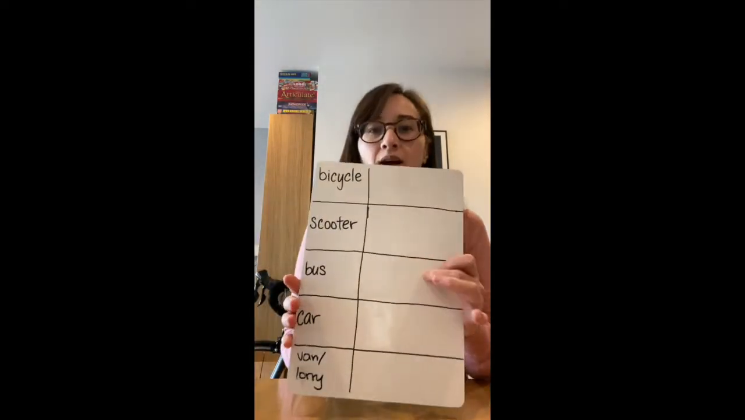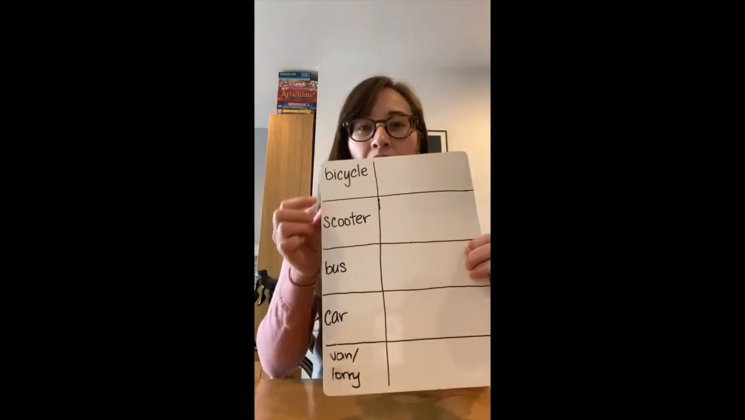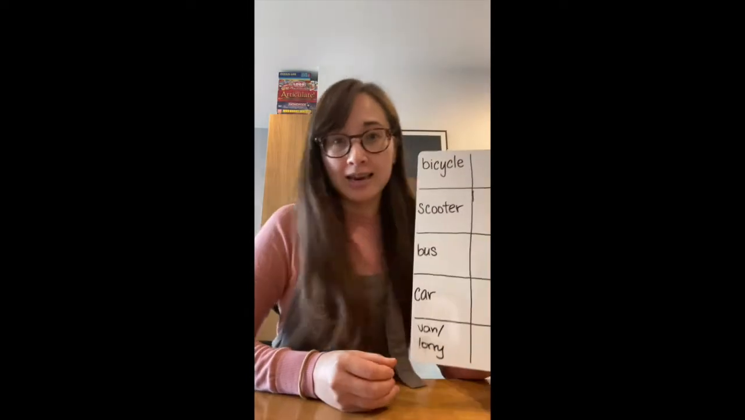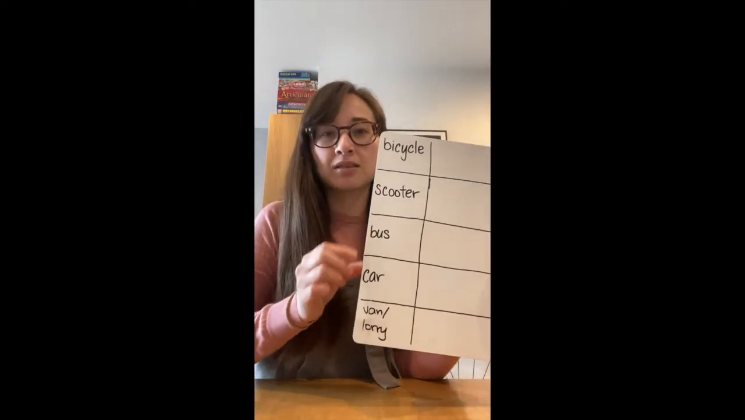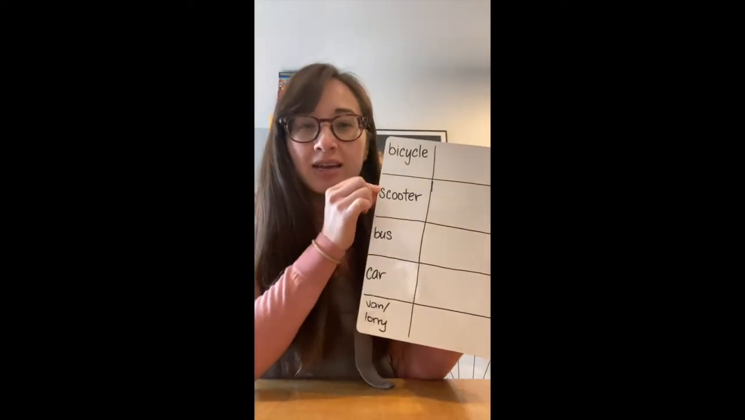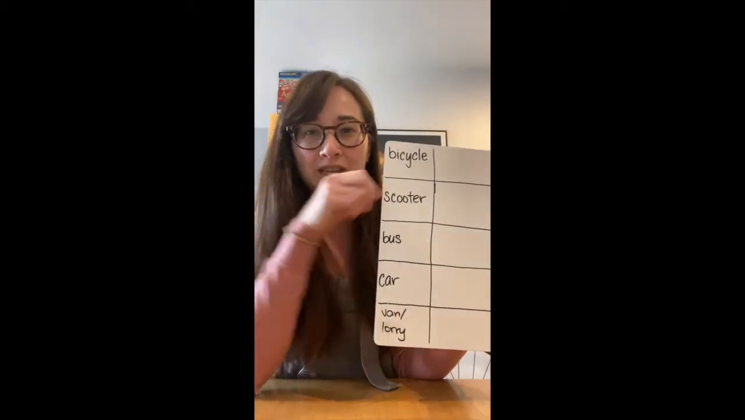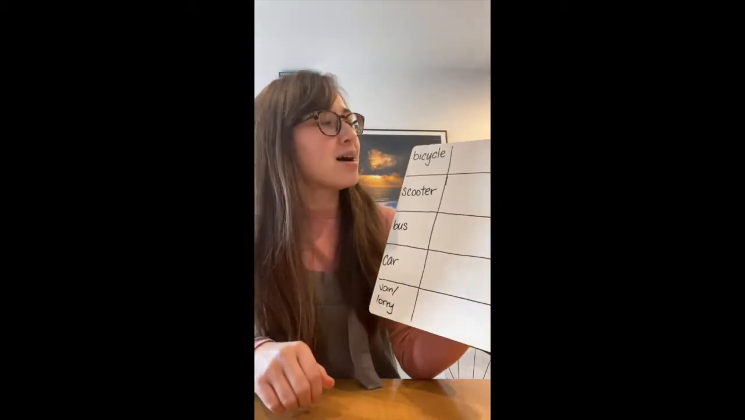So I've created this little chart and I've written down the different modes of transportation that we might see in our local area. Bicycle, scooter, bus, car, van, or lorry. This scooter is not the ride-on scooters that you guys have at home, but I'm thinking like the moped scooters. I couldn't think of the name.